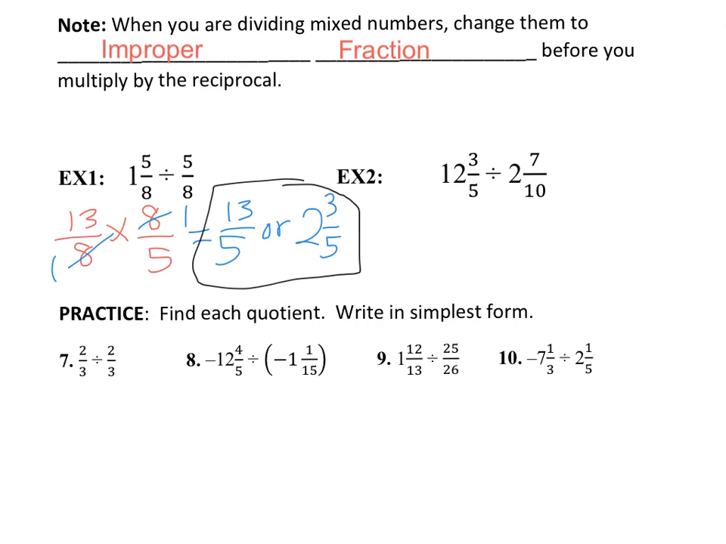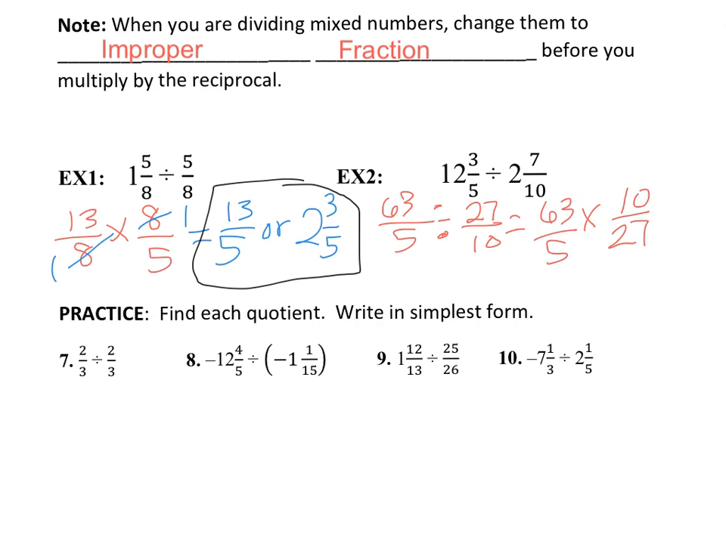In example 2, we will do the same thing. We must change our mixed number to an improper fraction. So 12 3/5 becomes 63/5. And then in this case, before I multiply by the reciprocal, I want to change the 2 7/10 to an improper fraction. And that would be 27/10. Now I'm going to keep my first fraction, 63/5, multiply by the reciprocal, which would be 10/27, and then my second fraction.